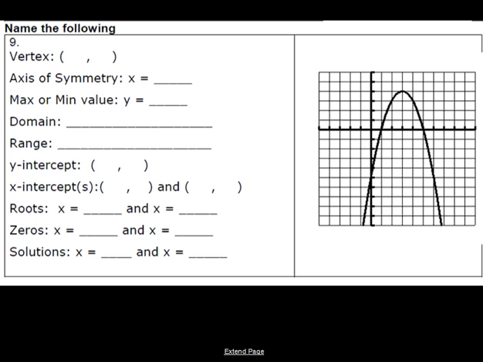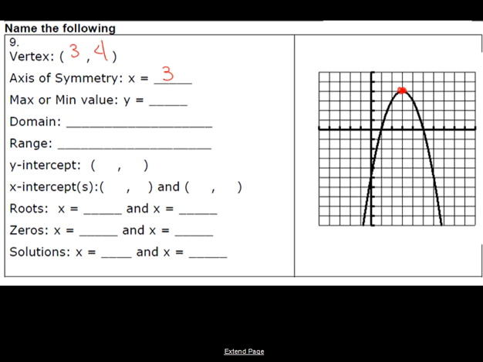Looking at our last one we have here, they gave us a graph and said, go fill in all this information about my graph. The first thing it asks for is the vertex. The vertex is this point right here. This point is located at 1, 2, 3, then up 1, 2, 3, 4. So my axis of symmetry is always the same as the x value of my vertex, so it's x equals 3.